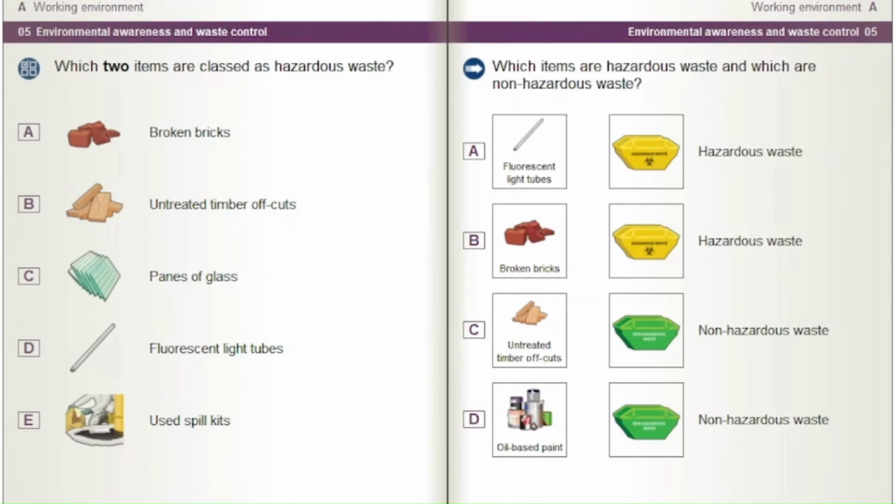Which two items are classed as hazardous waste? Broken bricks, untreated timber offcuts, panes of glass, fluorescent light tubes, used spill kits.